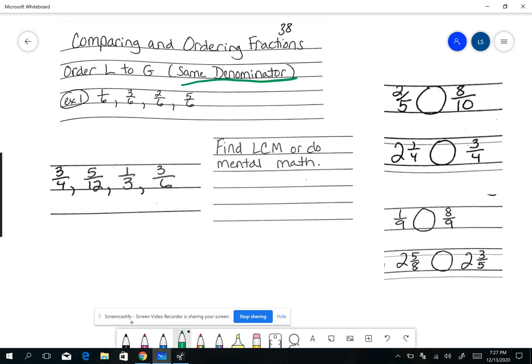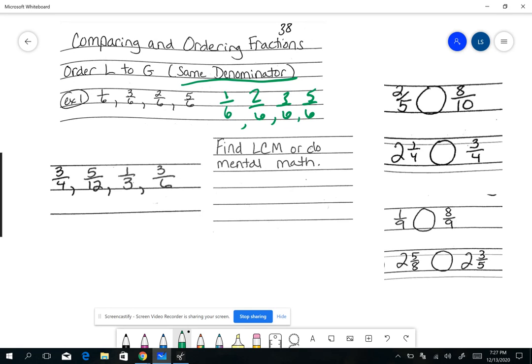They all have the same denominator. That makes it very easy. All you have to do is look at the numerators. So 1 is the smallest, 2 is next, 3/6 would be next, and then 5/6. That's your answer, the fractions in order.